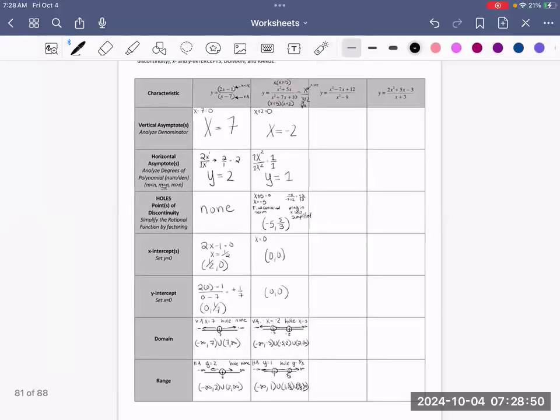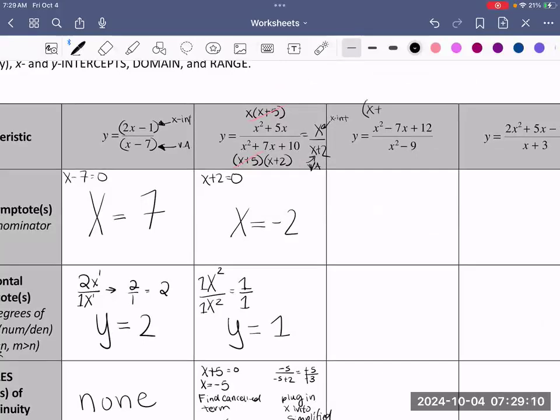See if you can now pause the video and try out the remaining ones on your own. If there's any difference, which I think there is a difference in your horizontal asymptote, I'll definitely talk through that. But otherwise, I'm just going to be kind of repeating this process.